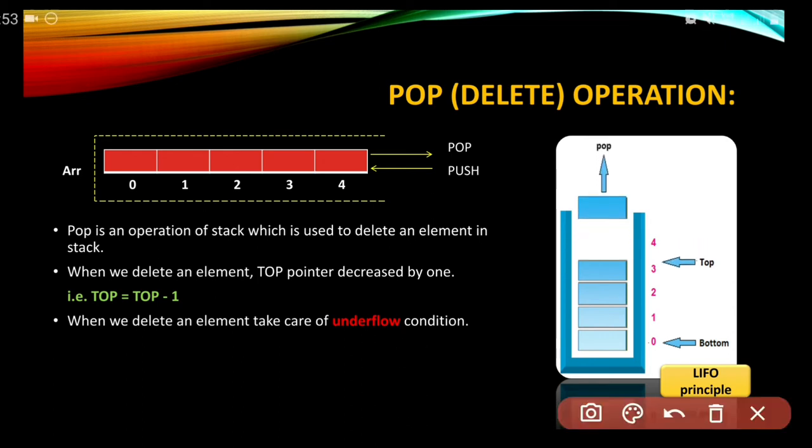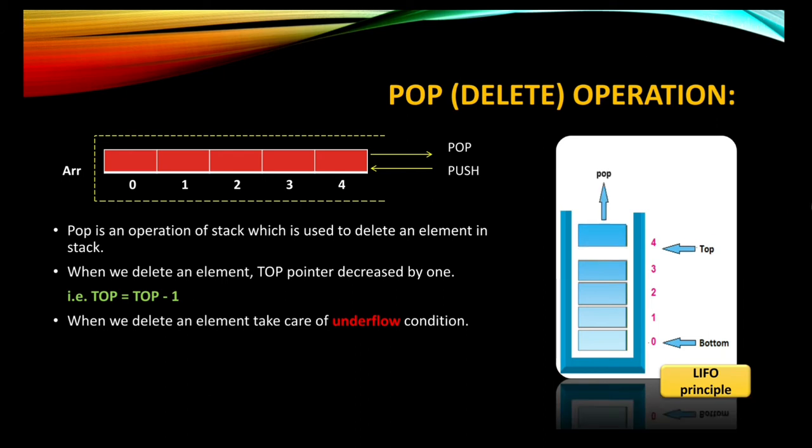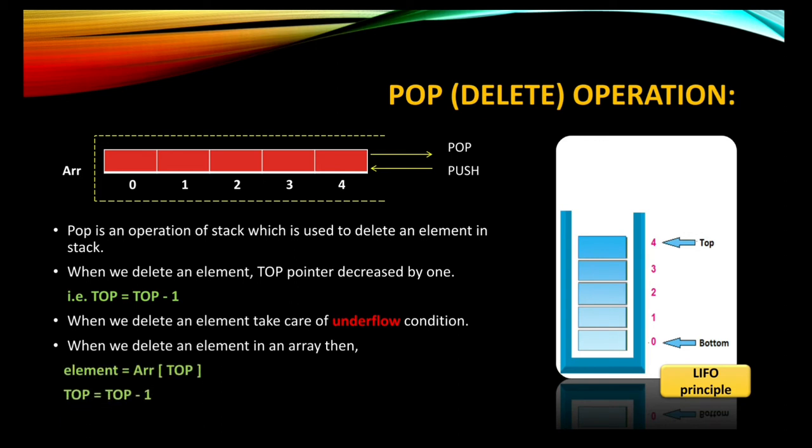We can pick an element from here and we can decrease the top pointer. See, in this way we can decrease the top pointer. And when we delete an element in an array, firstly, we have to pick an element from that position, and afterwards we have to decrease the top pointer from that position.